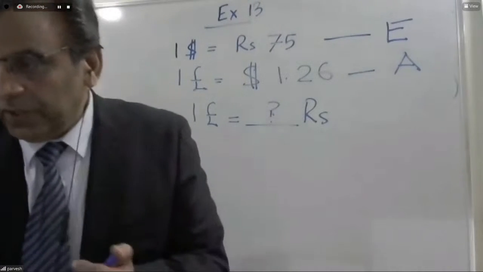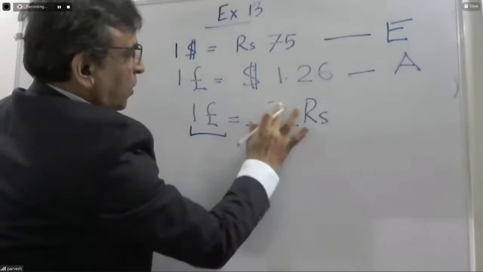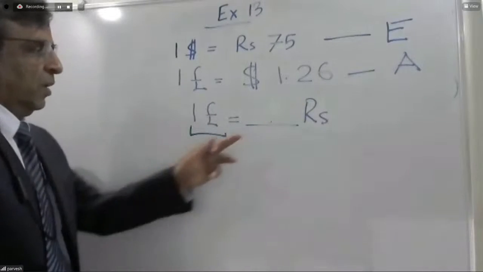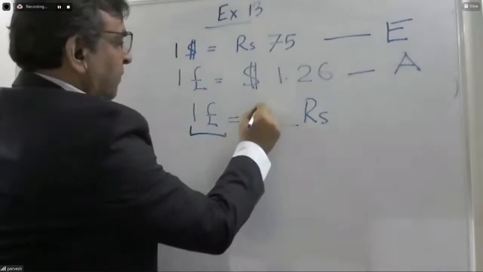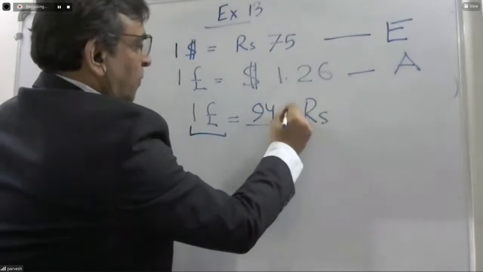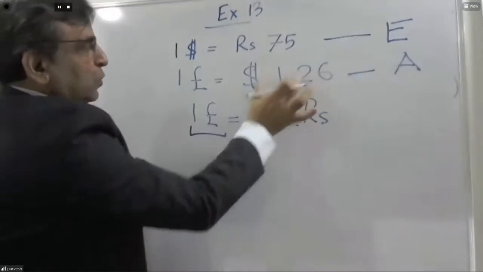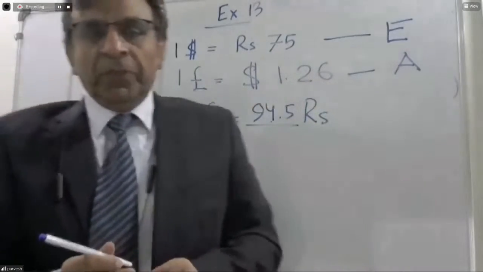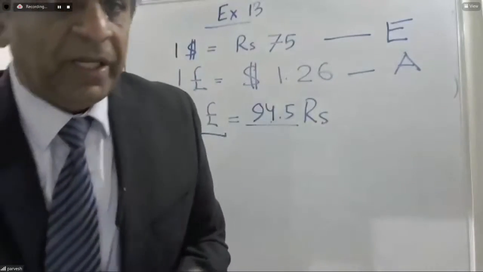So please solve this. What should be the price of 1 pound? How much should it be in rupees? I'm still waiting. Yeah, 94.5. So I've got the answer from some of the students. This is 75 multiplied by 1.26. If you do that, it'll come to 94.56.